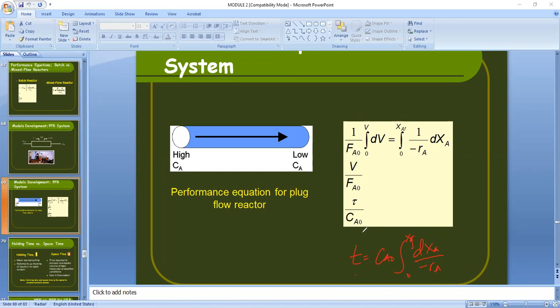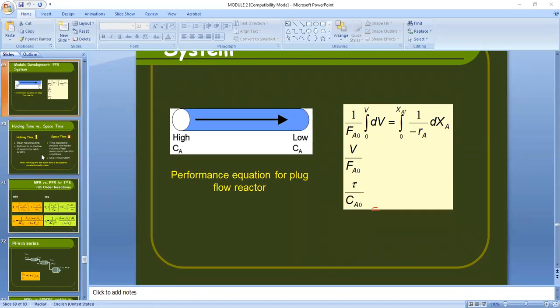So what is unique of the three ideal reactors is the CSTR, where there's no need for you to integrate. Okay, as for the performance equation, it could be tau over CAO equal to this for your PFR, or this one. Anyway, this and this are just the same, or they're just equal. Okay, that's for the PFR.